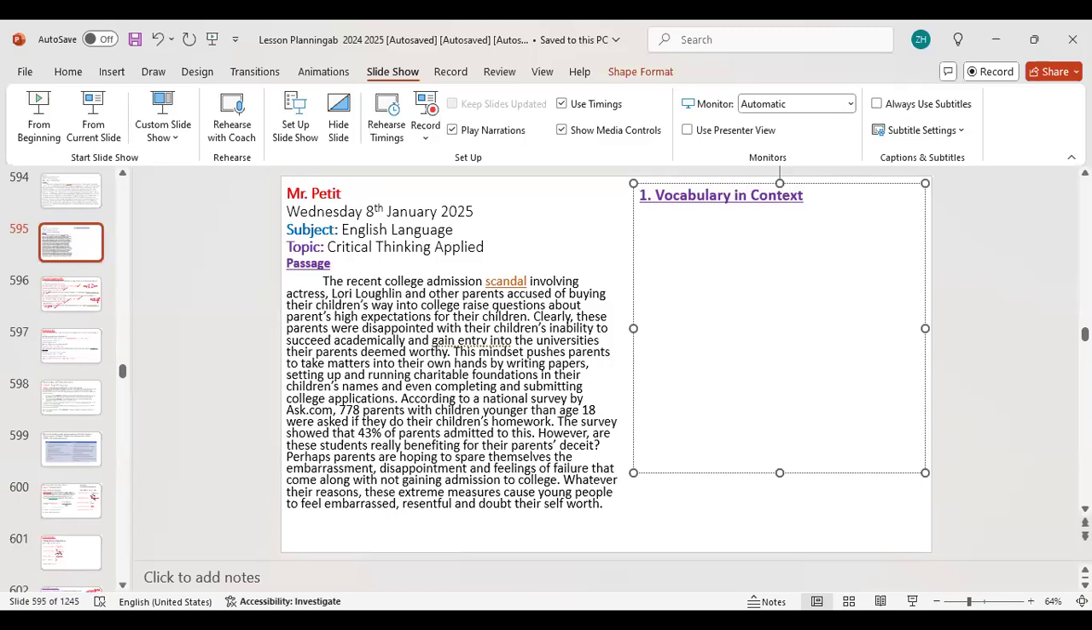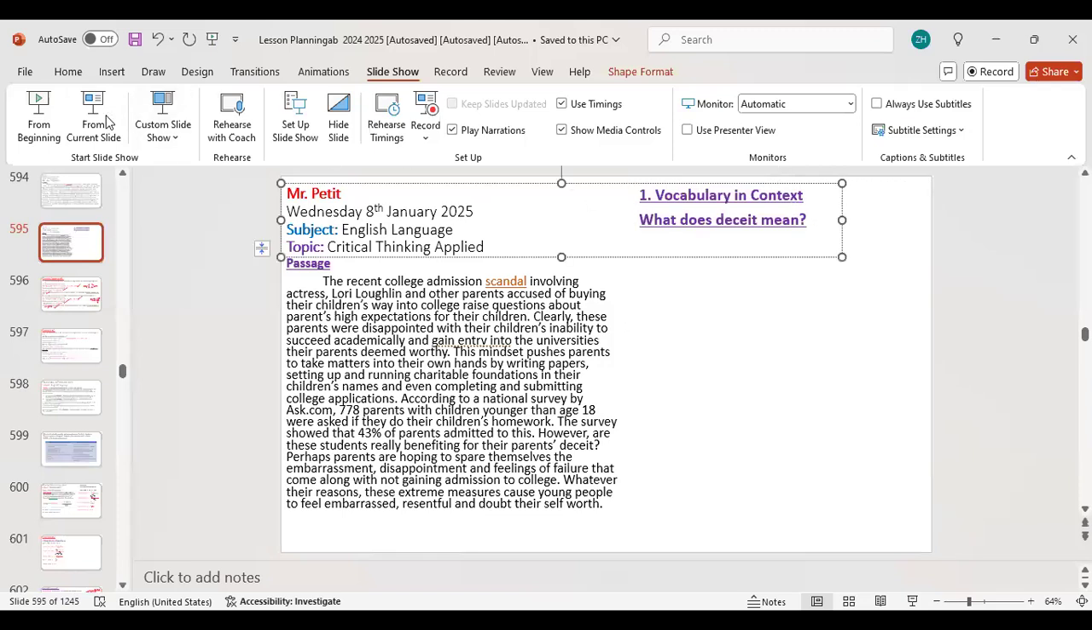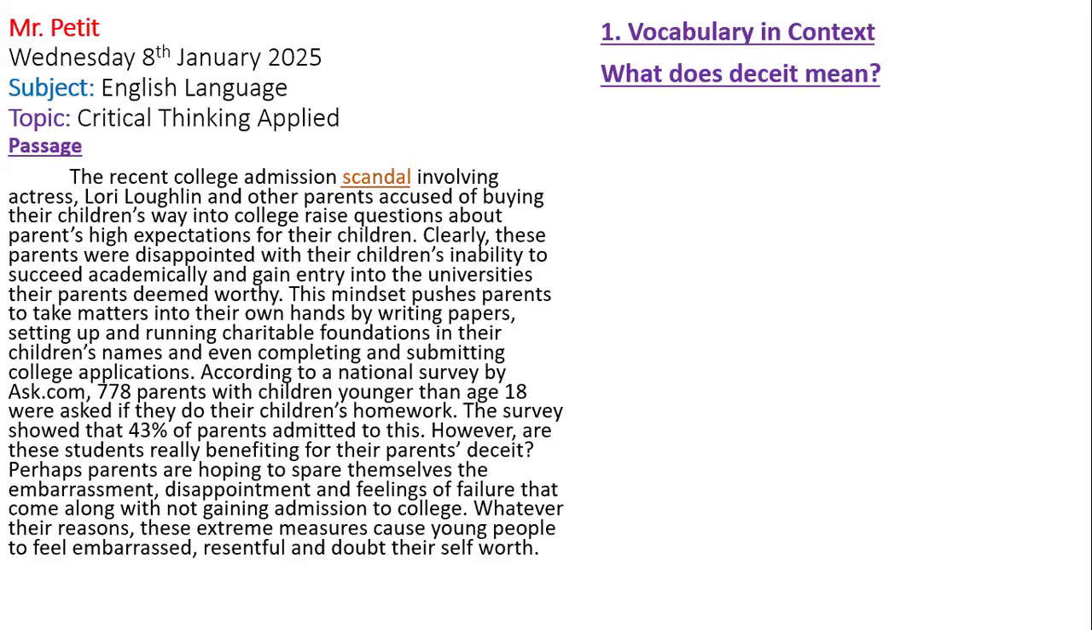So what does deceit mean as used in the passage? Does deceit mean misunderstanding? Does deceit mean failure? Does deceit mean embarrassment, or does deceit mean dishonesty? Dishonesty. It means A and B. I mean A and C. I mean A and D. And the last one. What do you think it means?